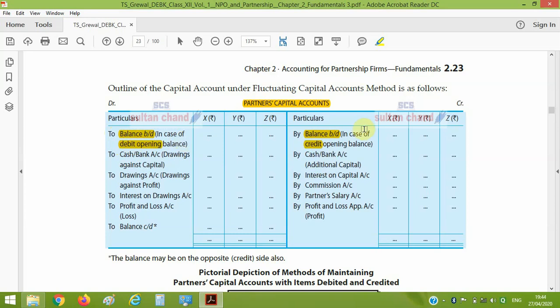After that, whatever the partner gets, if a partner introduces further capital to the firm, it will be credited to his capital account by cash or bank account. If partners get interest on capital, it will be credited. Commission, partner's salary, and share of profit in the profit and loss account, all will be credited. In the same way, if partners withdraw capital, or drawings against capital, it will be to bank or by bank. Then there are drawings known as drawings against profit. We will discuss in detail in the next topic these drawings of capital and drawings against profit.